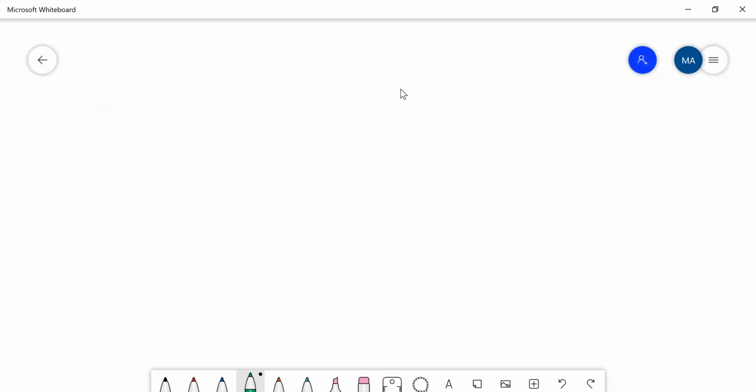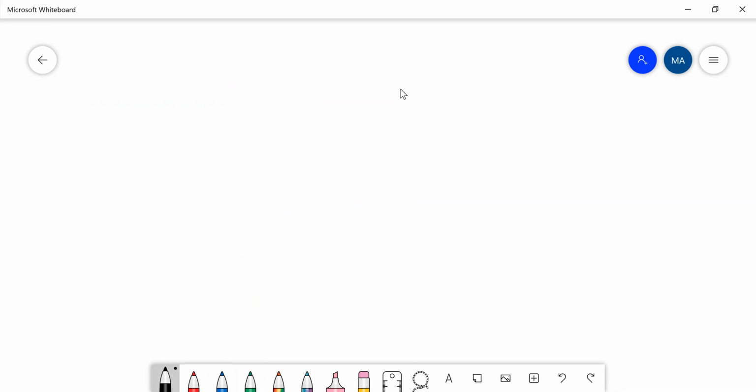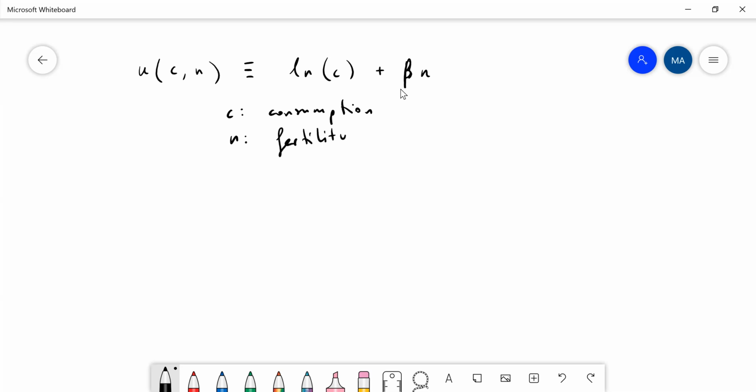So let me give you another problem. So suppose that there is this person who benefits from consumption of a particular good, and also benefits from the number of kids he or she has. Okay, so C is consumption, and N is, let's say, fertility.